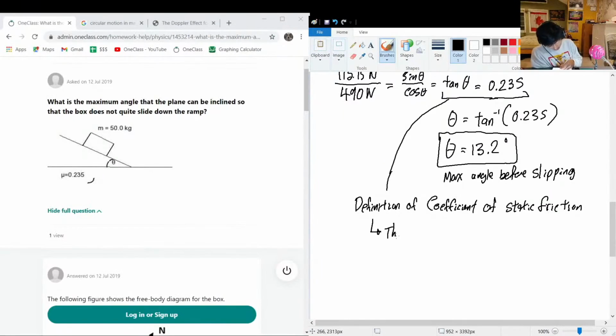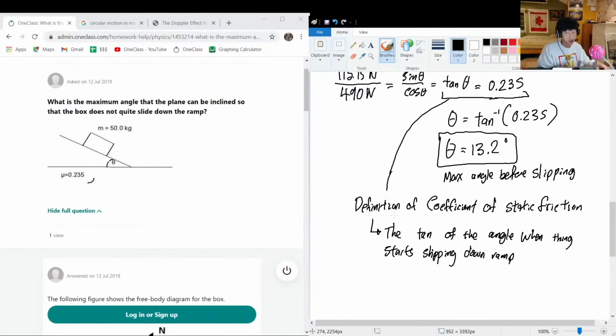This is the tan of the angle when the thing starts slipping down the ramp. Okay, so this is actually where these coefficients of friction even come from.